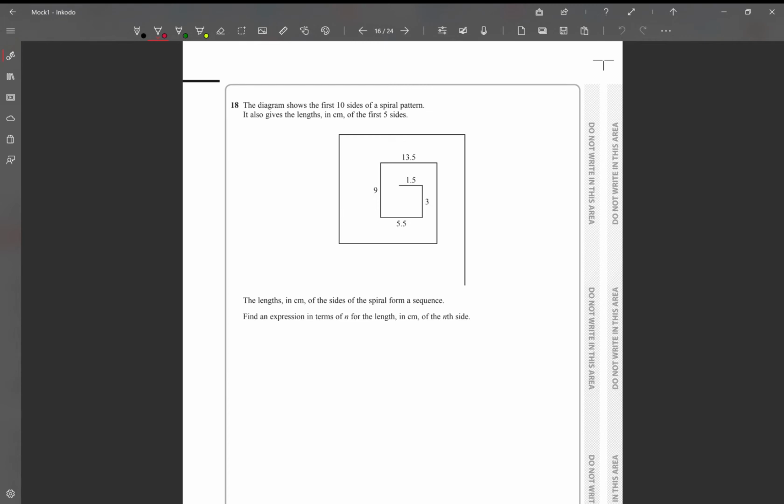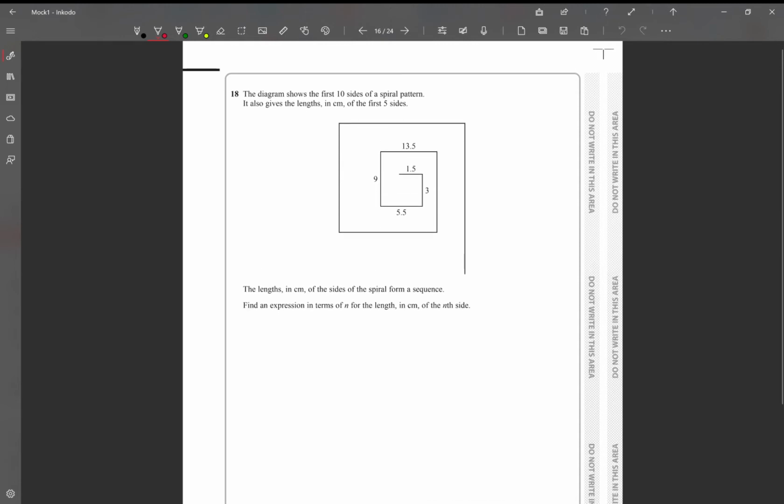Okay, so here we have a sequences question. It does actually say it's a sequence question, and it wants you to express in terms of n the length in centimetres on the nth side. So you basically need the nth term. Okay, so it's showing you the first 10 sides of the spiral pattern, and it's giving you the first 5 side lengths.